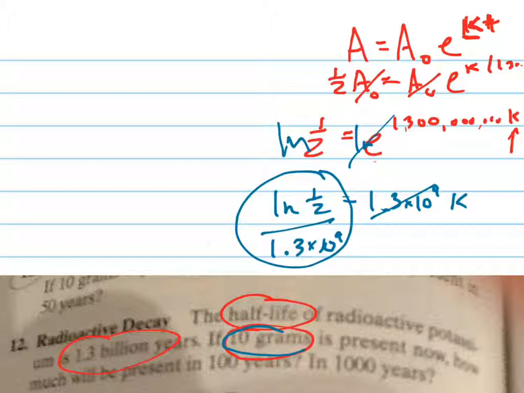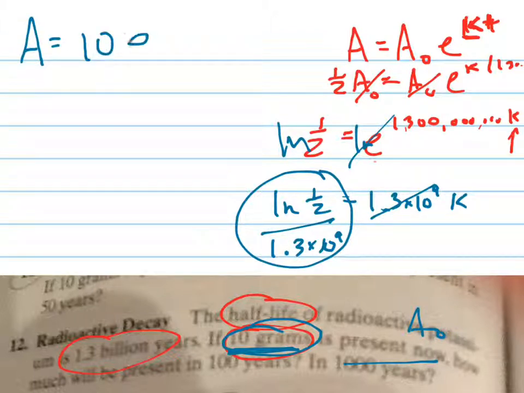Now let's use that, and 10 grams is present now. That means A sub 0 is 10. So what's the new amount? If 10 grams is present now, what's the new amount in 100 years? So we're plugging in 100 for T.